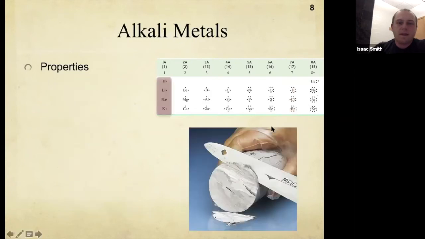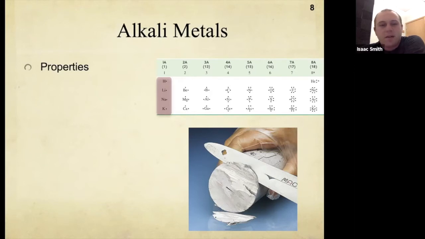Okay, alkali metals would be in the first group. So for those we have hydrogen, although hydrogen isn't really one, at room temperature, hydrogen is a gas, right?